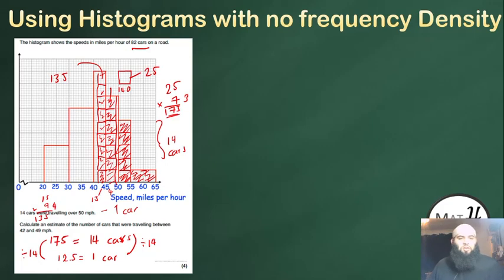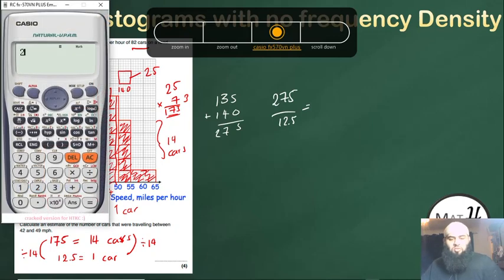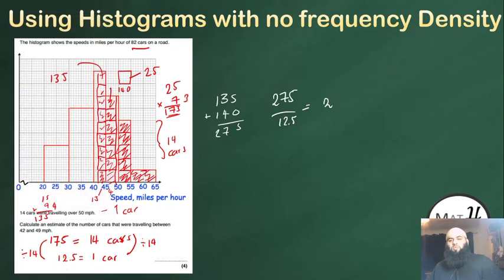So 135 plus 140 gives us 275. That's how many squares we have. So we need to divide it by 12.5 to find out how many cars there are. So 275 divided by 12.5 will give us the number of cars. That gives us 22 cars. The answer to our question is 22 cars are in the region of 42 to 49 miles per hour.